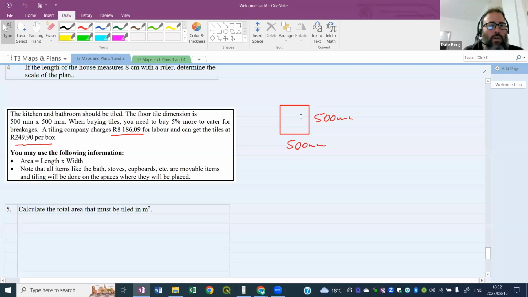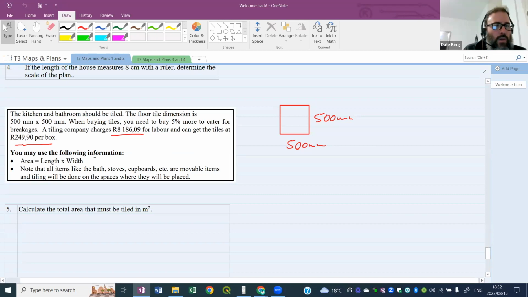I drew a little diagram on the right. When buying tiles, you must save 5% more to cater for breakages. We all know that. A tiling company charges $8,186.09 for labor. That's just labor. And you can get the tiles at R240.90 per box. So there's labor and tiles that go into this job.